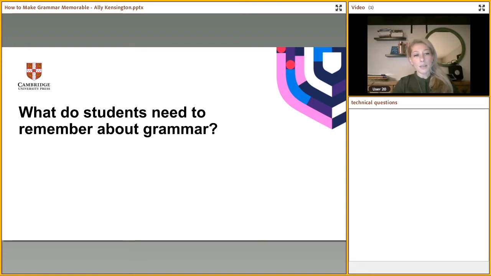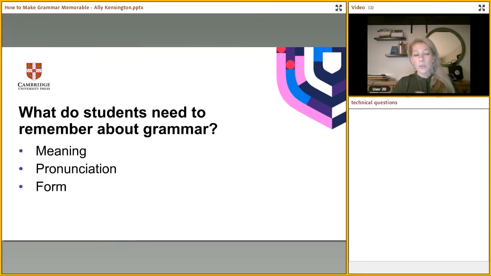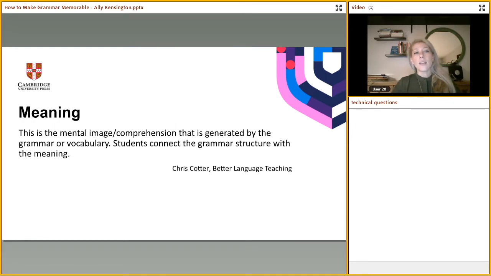I'm revealing mine. Meaning, pronunciation, form. Today we're going to be focusing on meaning and form. Oopsie daisy, no, we're not going over there. We're going to be focusing on meaning and form, not pronunciation, because that is a different chapter. So, when we come to meaning, this is a mental image or comprehension that is generated by the grammar or vocabulary. Students connect the grammar structure with the meaning. Chris Cotter says that.